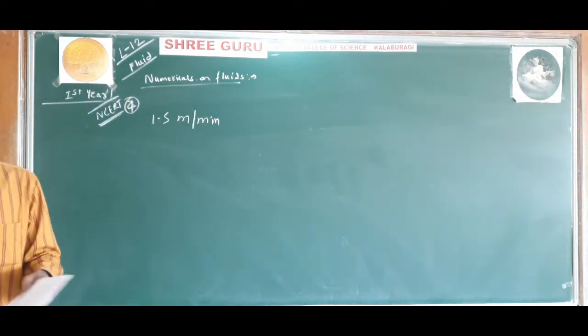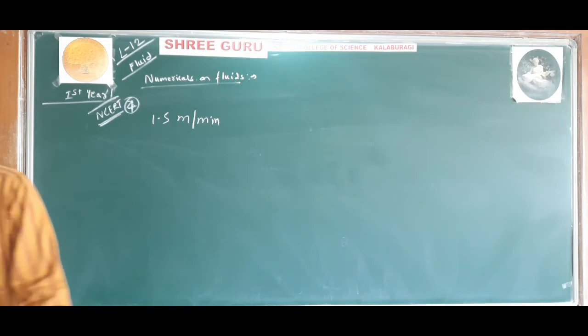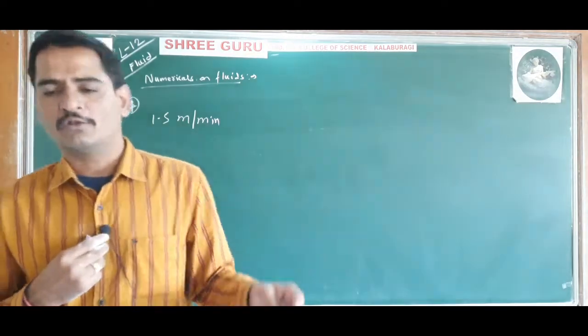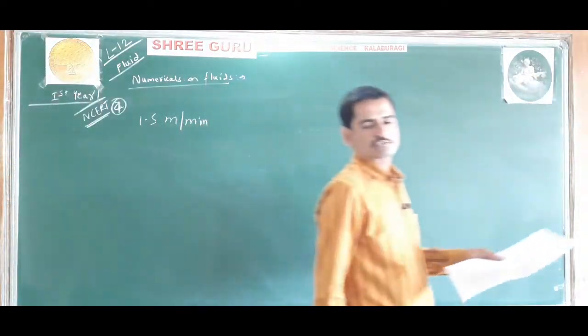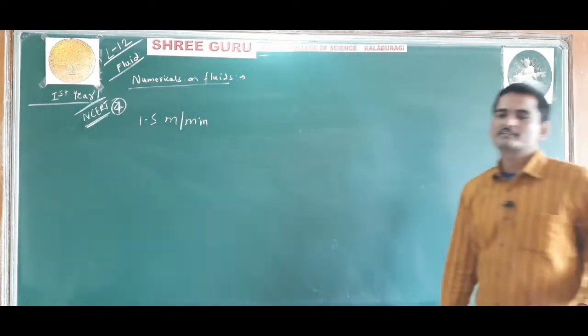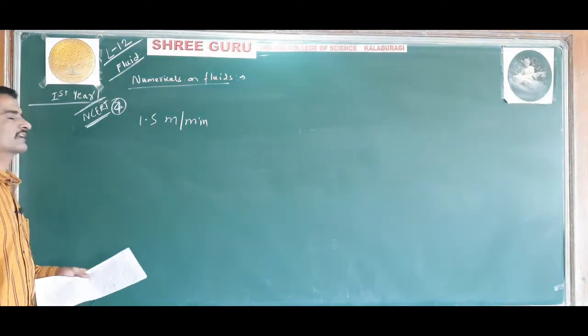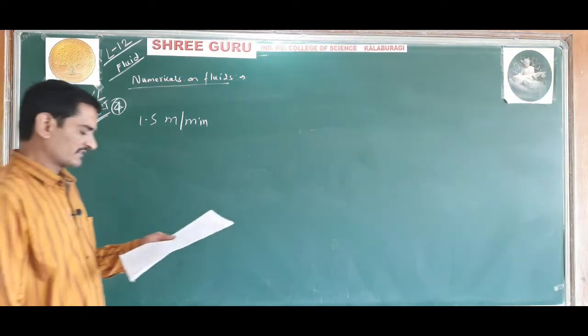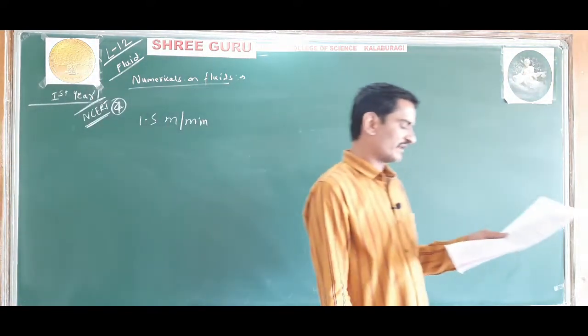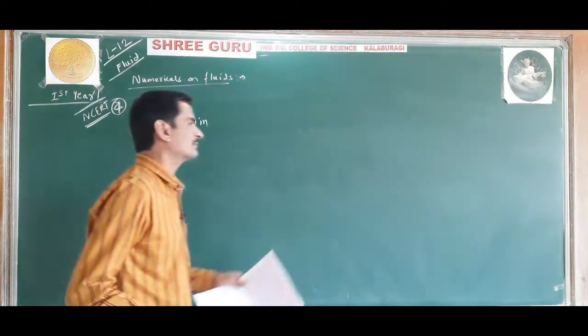Read the question carefully first and try to solve. Read the question once again and understand the concept, then you will be able to solve the question. So here, the cylindrical tube of spray pump has a cross section of 8.0 square centimeter.